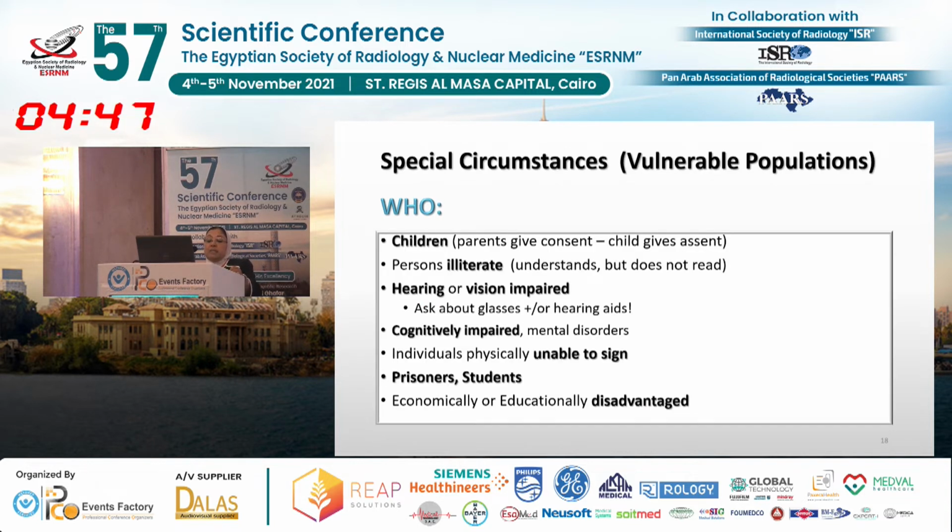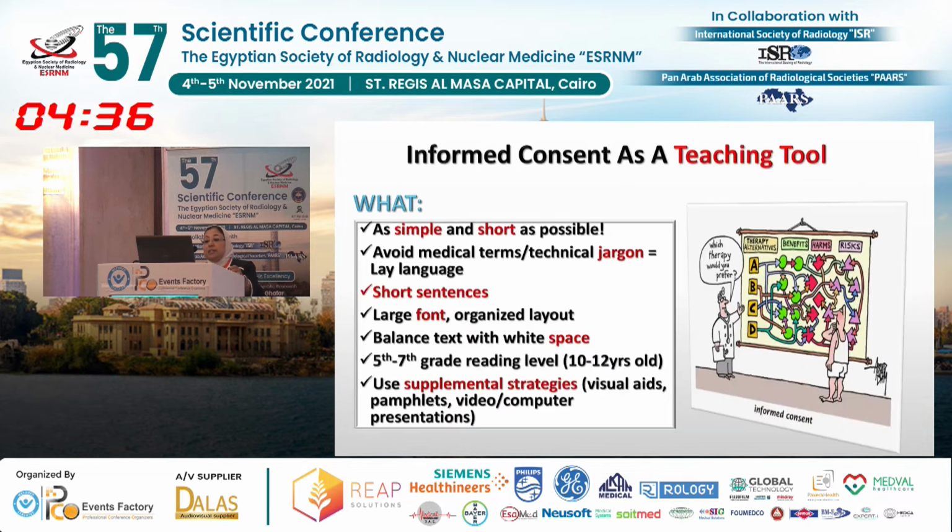There are special circumstances: children, the illiterate, the hearing impaired, the cognitively impaired, those unable to sign, prisoner students, or the economically and educationally disadvantaged. We have to take care of those vulnerable groups. So the informed consent should be simple, short, devoid of jargon, with short sentences, large font, and a balance of text in order to be readable, and you can use supplemental strategies like visual aids, pamphlets, computer presentations, etc.